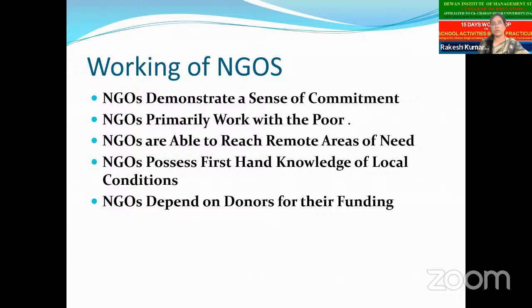And NGOs depend on donors for their funding. Most NGOs depend on donors unless they have their own founders for provision. And some large companies have their own NGOs, but there are companies that donate, as well as individuals, groups, national and international service agencies, business houses, and charitable trusts, who especially give donations.